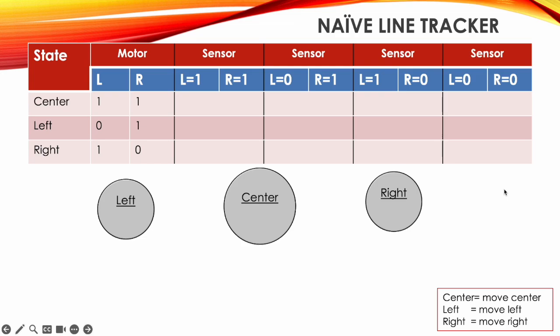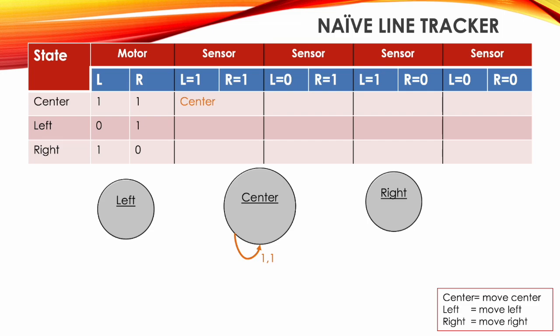And to do this, we're going to work through all the possible combinations of sensors and what we would need to do for the output. And we're going to construct a state transition graph. In this case, I'm using the notation that left means move left and right means move right, although we'll see a little bit later a different formation of that.